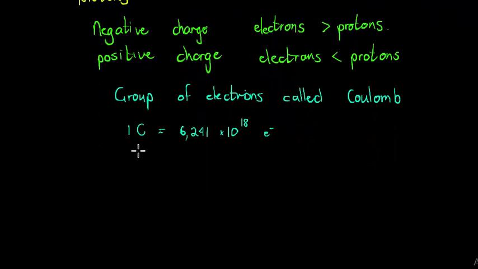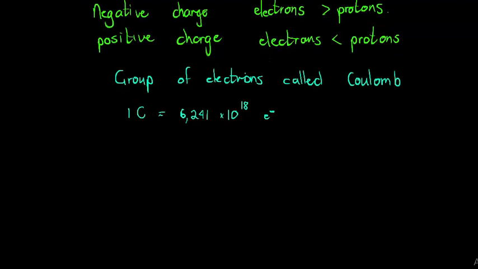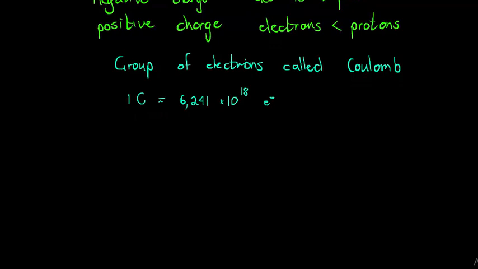Okay, now what you need to understand is that a Coulomb and electrons have negative charges. So 1 Coulomb will be this many electrons. Now if it is positive, then obviously I've lost electrons. But let me quickly show you, if 1 Coulomb is this many electrons and a Coulomb is the unit for charge, then what is the charge on an electron?